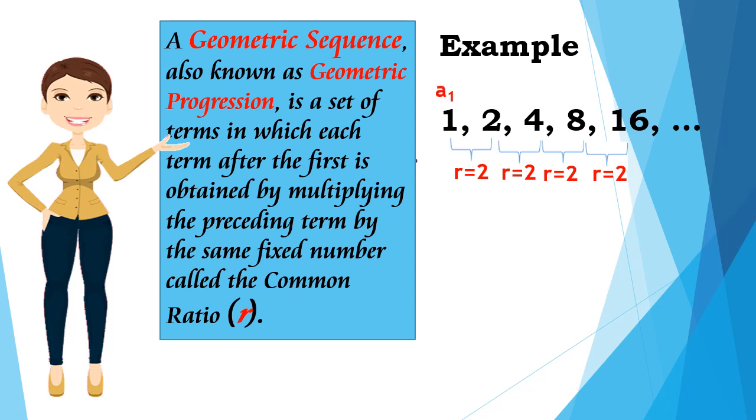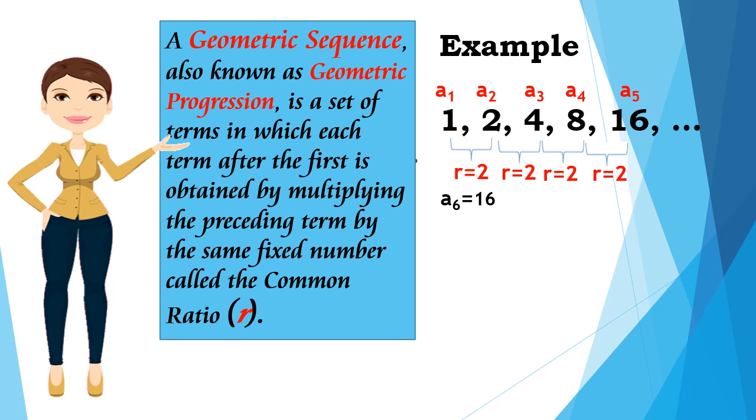So now, let us determine the next 2 terms in the given sequence 1, 2, 4, 8, 16. So in this sequence, the first term is 1, the second term is 2, the third term is 4, the fourth term is 8, and the fifth term is 16. So, the next 2 terms must be the 6th and the 7th term. According to its definition, we can obtain the next term by multiplying the preceding term by the common ratio. So, let us use this.